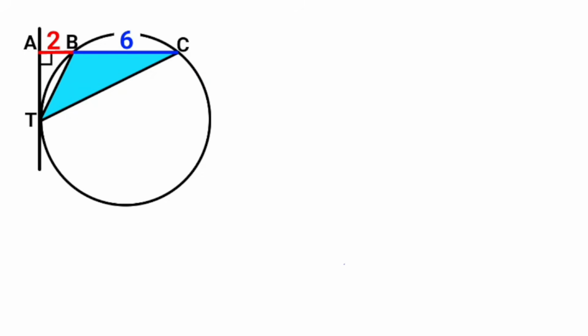In today's video, we are going to solve another interesting geometric problem. In this question, a line is tangent to a circle at point T. A horizontal line segment AC intersects the circle at points B and C, and meets the tangent line perpendicularly at point A, such that angle TAB is equal to 90 degrees. Given that AB is equal to 2 units, and BC is equal to 6 units. Our goal is to calculate the exact area of triangle BCT.